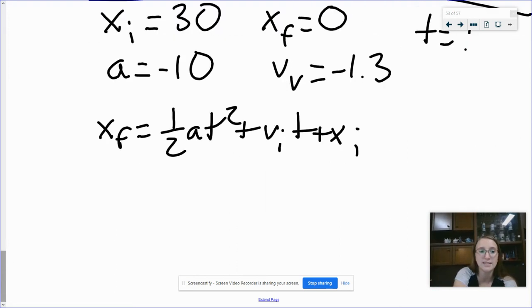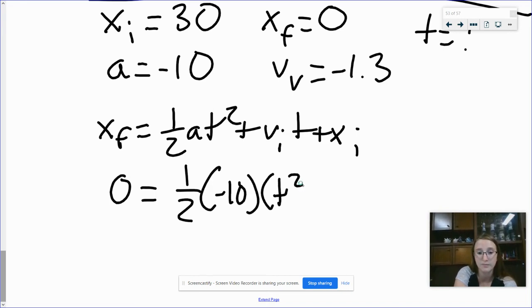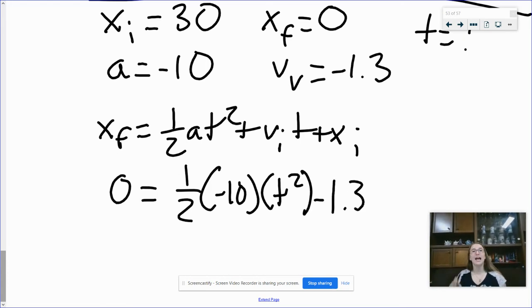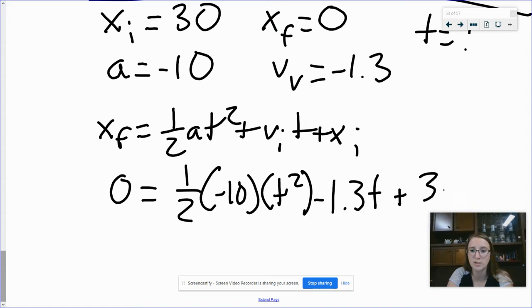So x final is 0. We're coming down to the water. My acceleration is -10. My t is, I don't know. My velocity is -1.3 because, again, I'm going to have the same magnitude of vertical velocity, but now I'm headed in a different direction. So we got to make it negative. T plus my initial position was 30.